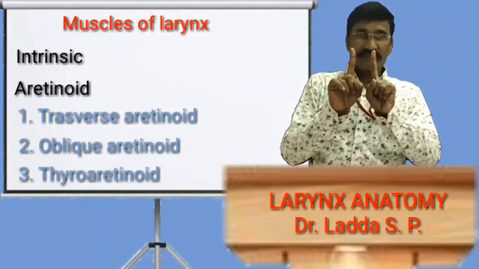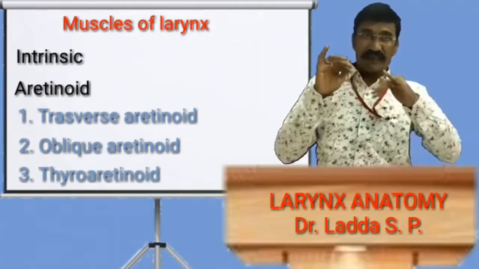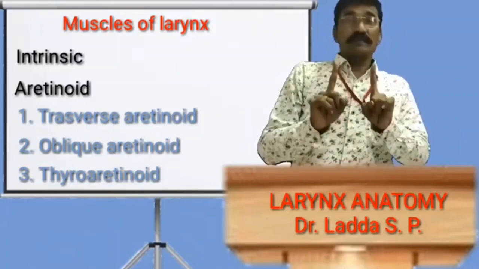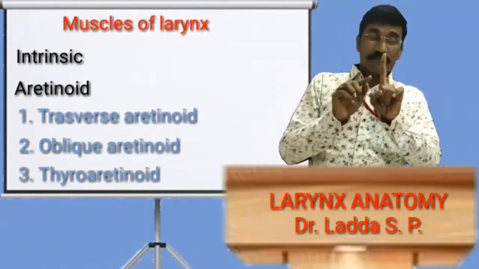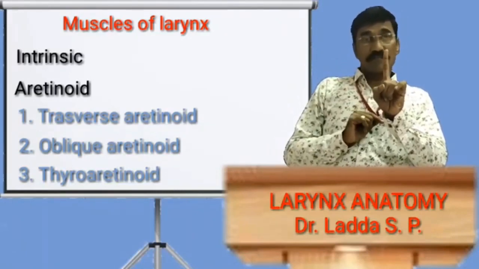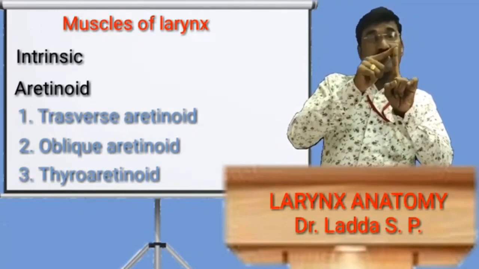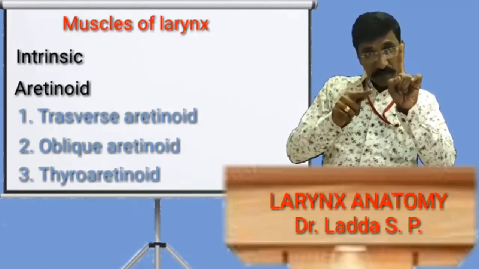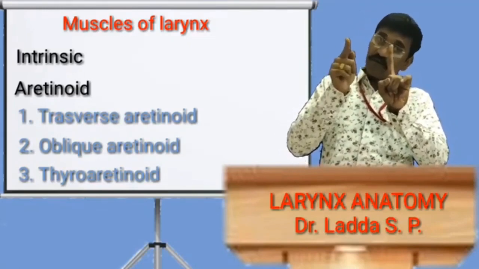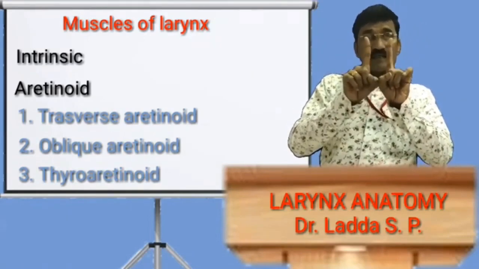But it is not sufficient because the cartilages are small and they have a joint, sitting on the lamina of the cricoid. So more muscle is needed, and that muscle is the oblique arytenoid. From the upper part of one arytenoid, the muscle goes down and inserts at the lower part of the other arytenoid. In the same sense, from the upper part of the other arytenoid, a muscle goes down and inserts on the lower part of the first arytenoid.